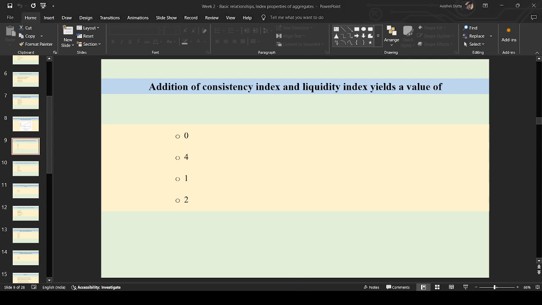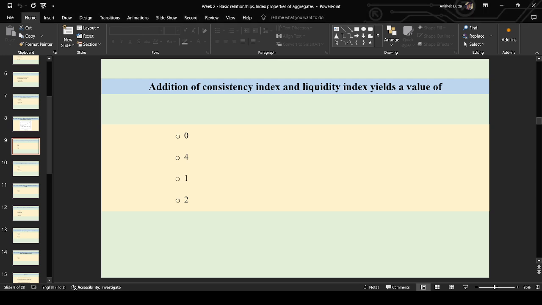Addition of consistency index and liquidity index yields a value of. The options are 0, 4, 1, or 2.